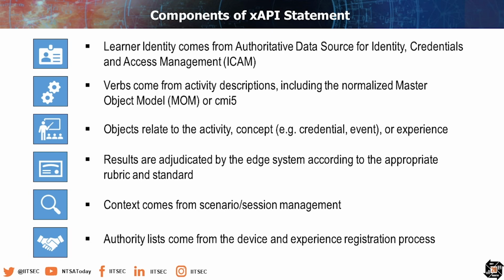But as we attempt to normalize that data to send it up the chain, up the different echelons, or to make it so that other systems can kind of normalize what that data actually means, we use this master object model. That's really based largely on cmi5. If you're familiar with SCORM, the CMI core is the predecessor of cmi5, and so there's a lot of similarity in the verbs that are used there.